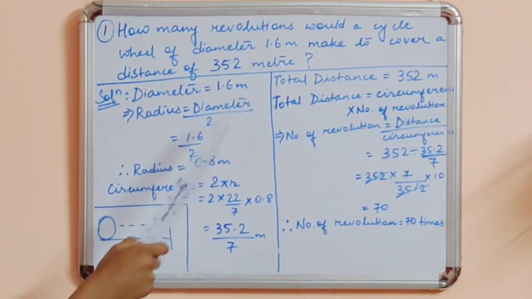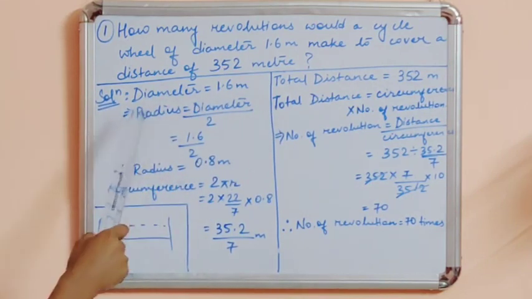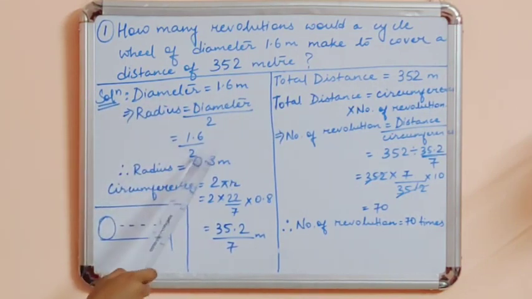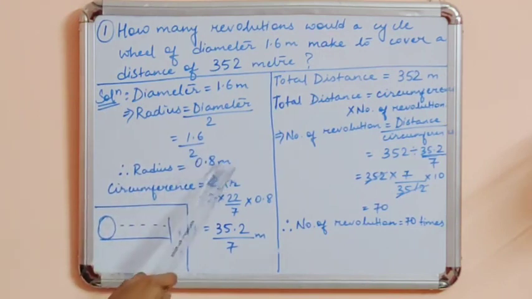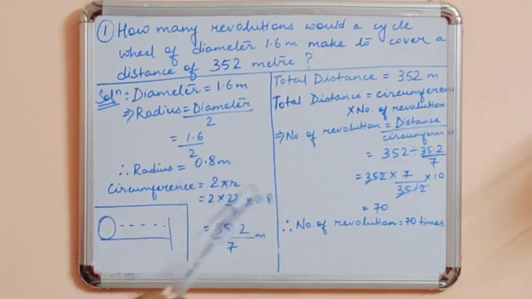Diameter is 1.6 meter. So radius will be diameter by 2. This is the formula for calculating radius. So radius is 1.6 by 2, which is equal to 0.8 meter. Now circumference is equal to 2 pi r, that is 2 into 22 by 7 into r, which is 0.8. On solving this, we will get 35.2 by 7 meter.